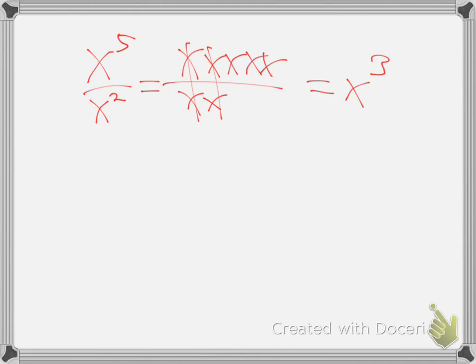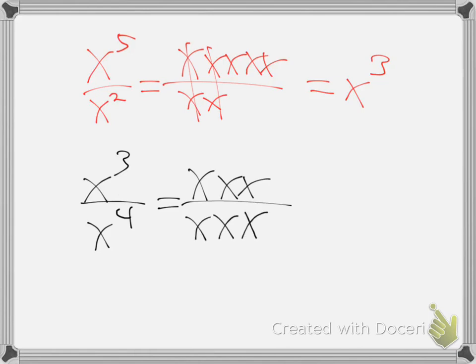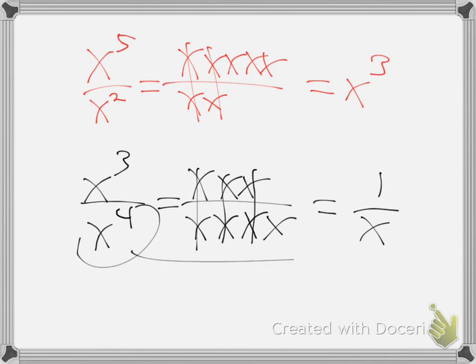Now, what if the bigger power was on the bottom? What if you had like x, I don't know, to the 3rd over x to the 4th? What's that going to do? 3x is on the top, 4x is on the bottom. Where's the extra x? On the bottom. Because there's more on the bottom. Or negative, you're right. But we don't want negative power, so let's just do it this way. Everybody with me on that?